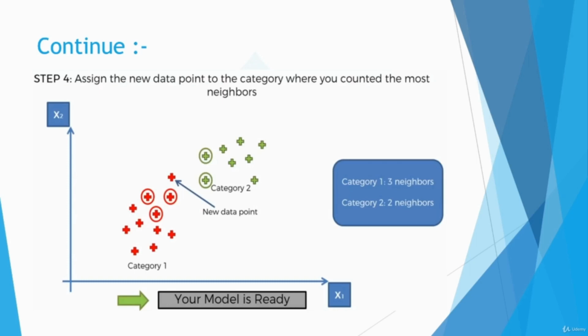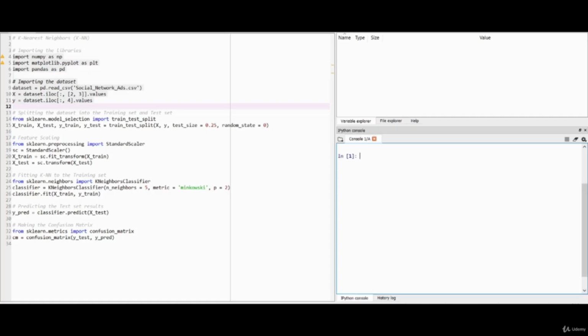Now we will see this in practical use. So let's see its implementation part. So here is the implementation part. As always, our first step is importing the libraries. The second step is importing the datasets. So let me run this code and import our dataset first.